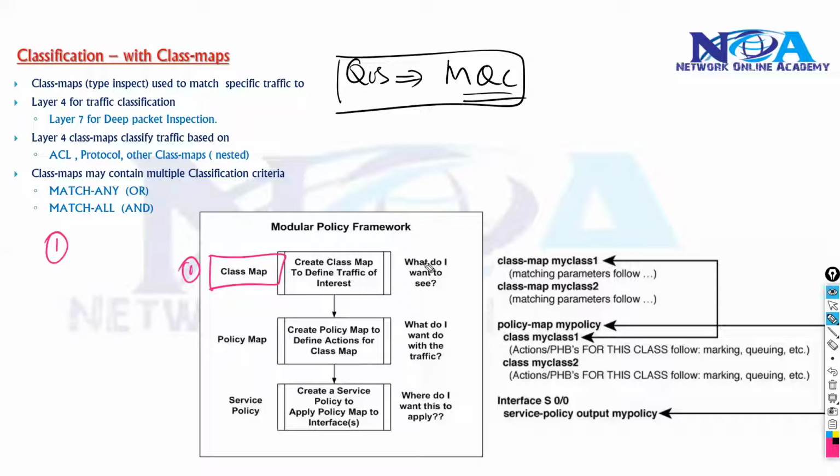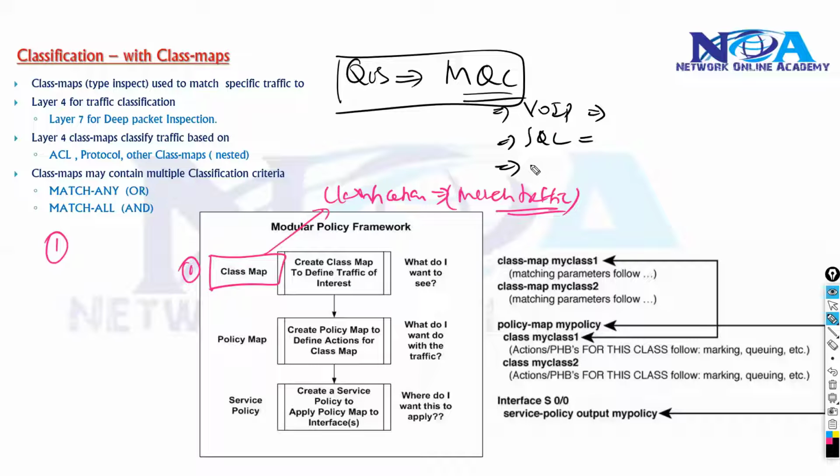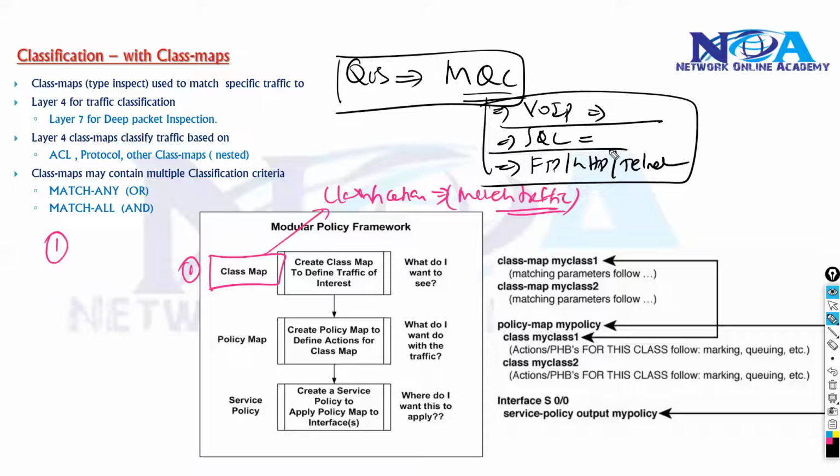Now with the help of class maps, we are going to classify the traffic. So the classification of the traffic is done with the help of class maps, or in other words, we can say we are going to match the traffic. We are going to tell what traffic you want to match. Like, let's say one example here, I want to match my VoIP traffic, or I want to match my SQL traffic, or I want to match a specific traffic like FTP or HTTP traffic or telnet traffic. So we need to create class maps for that. So creating the class maps, or classifying, is the first step of your quality of service.